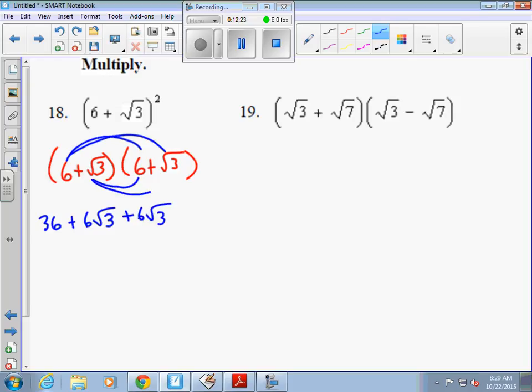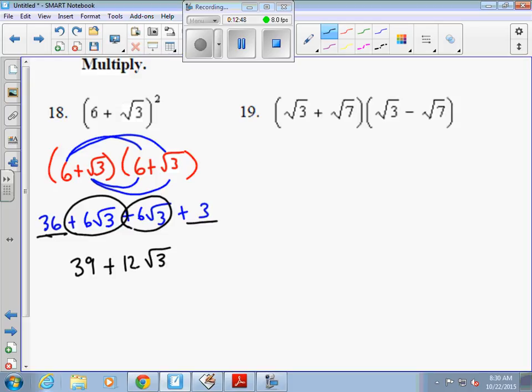Last terms, square root of 3 times the square root of 3. Remember, anytime it's the same radical by itself, it's simply positive 3. Combine your like terms. 36 can be combined with 3 to get 39. 6 times the square root of 3 can be combined with 6 times the square root of 3. 6 plus 6 is 12 times the square root of 3.